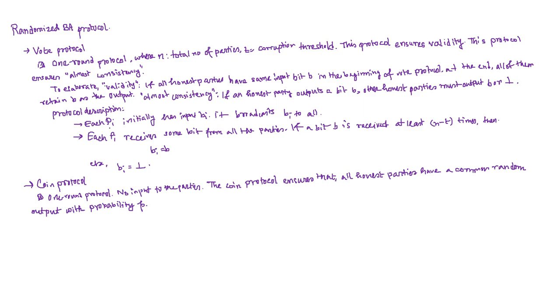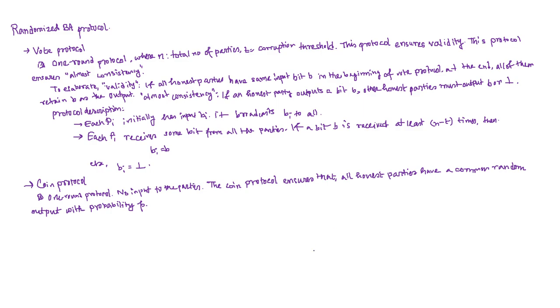In vote protocol, only if all the honest parties are starting with the same input, then it is always ensured that that input will be written at the end of the protocol. But otherwise all the honest parties will have either B or bot. But in coin protocol with probability p, all the honest parties will always have a common output, which is of course random.